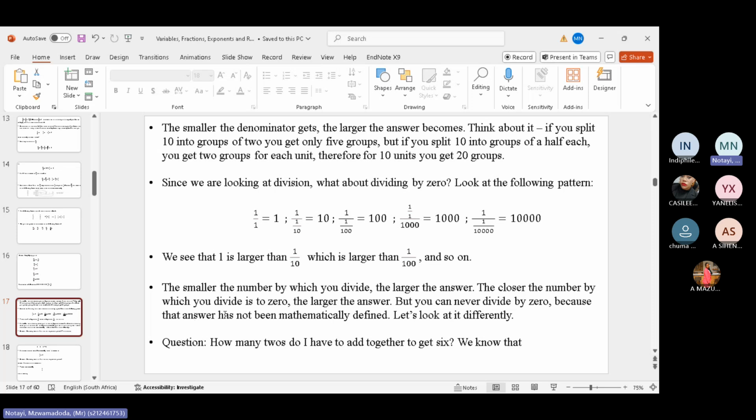The closer the number by which you divide is to 0, the larger is your answer. But you can never divide by 0, because that answer has not been defined mathematically.